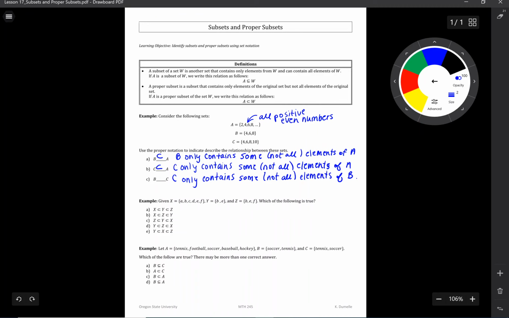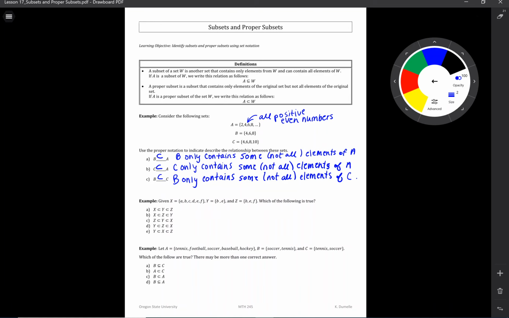This means that, I reversed that, whoops. B only contains some of the elements of C. B only contains 4, 6, 8. C contains 4, 6, 8, 10. So this means that B is a proper subset of C.